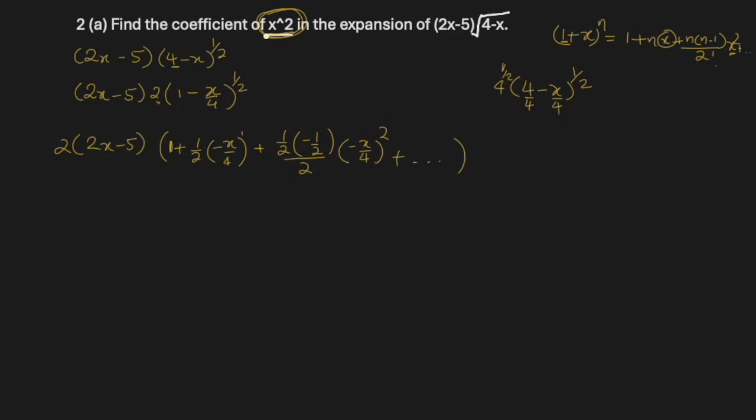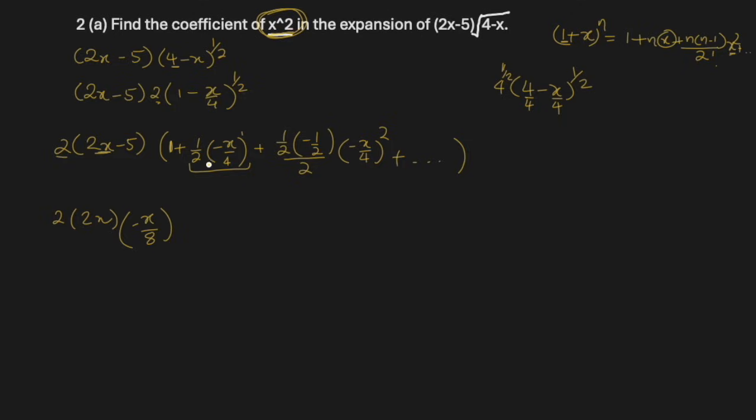Now we need to focus on x square. So if 2x multiplies with something, it should become x square. What does it multiply with? It will multiply with this term so that we get x square. X is here, total we'll get x square. So let's multiply this 2, then 2x from the first bracket, and then this one, minus x over 8.